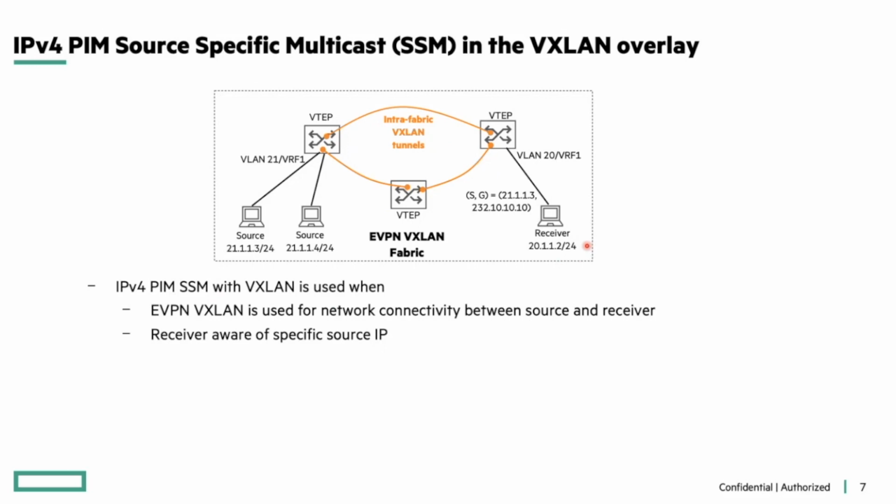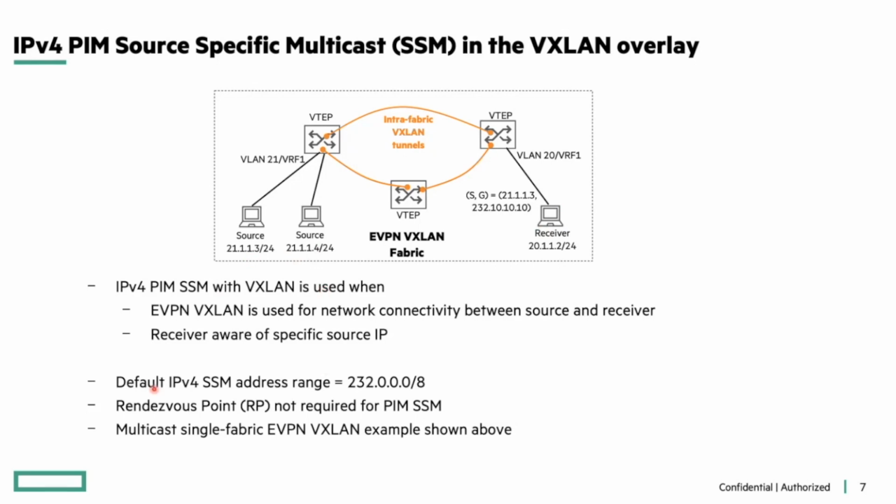In this example, I have a receiver here. He wants to join the stream 232.10.10.10 from the specific source 21.113. He knows which source he wants to receive the multicast stream from. It's not 21.114, but he wants to join from 21.113 instead. This is the default SSM range, 232/8, and a rendezvous point is not required for PIM SSM.